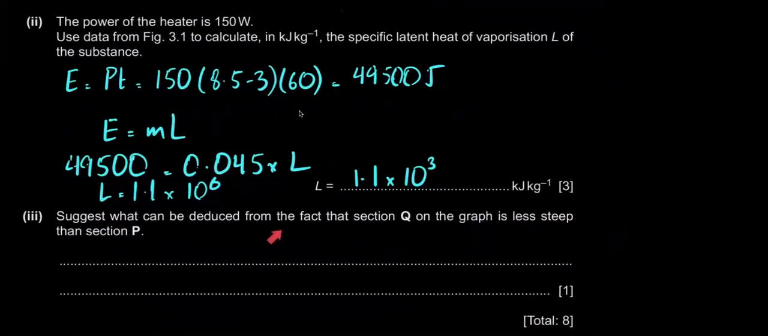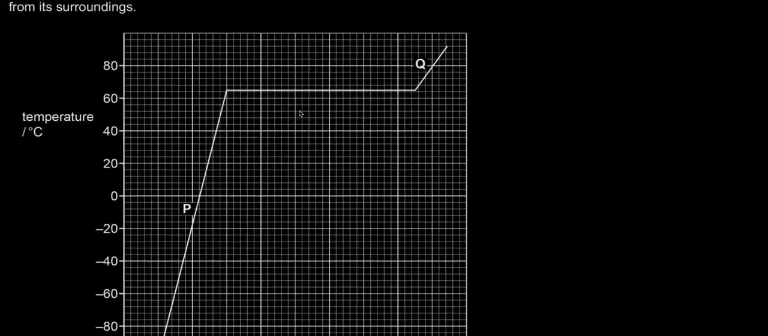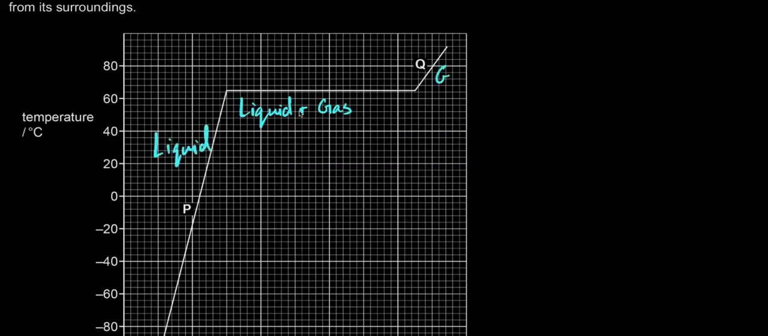Suggest what can be deduced from the fact that section Q on the graph is less steep than section P. So section Q, what does it actually represent? This was the boiling part, right? The entire time in which this substance is boiling, there is going to be a mixture of liquid and gas. Before this, as the temperature was rising, this must have been a liquid. And after the state change, this is all just gas. So this part is steeper as compared to this part.